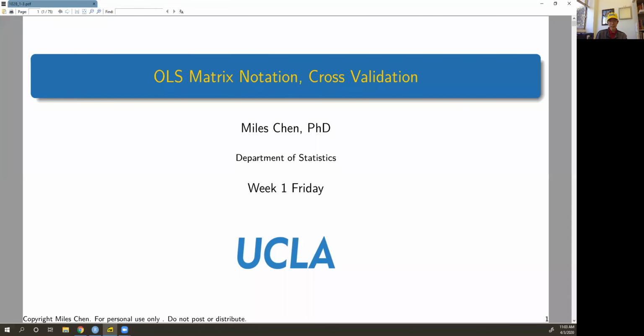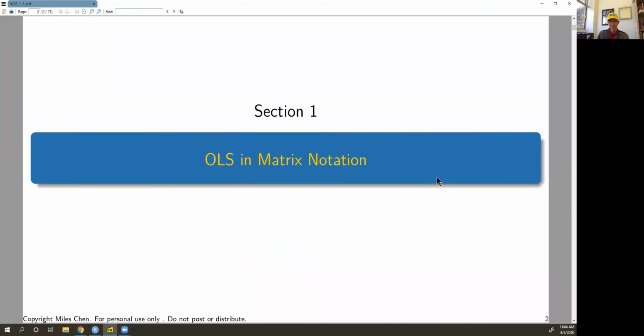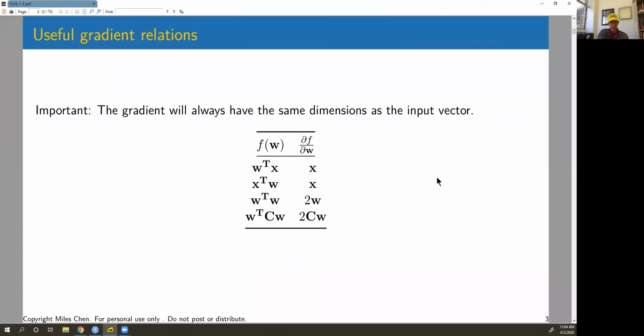All right, let me start sharing my screen here. Today we are going to look at OLS matrix notation. I did not get to cross-validation last lecture, and I don't anticipate getting there today. My aim is to hit the same benchmarks for both lectures to stay consistent between the two classes. And this is where we left off on Wednesday.